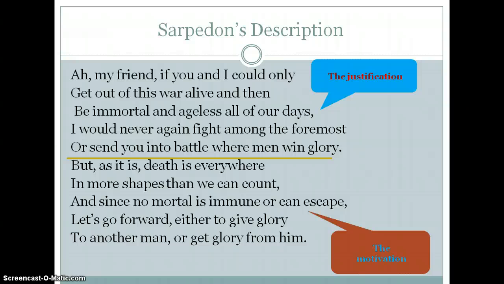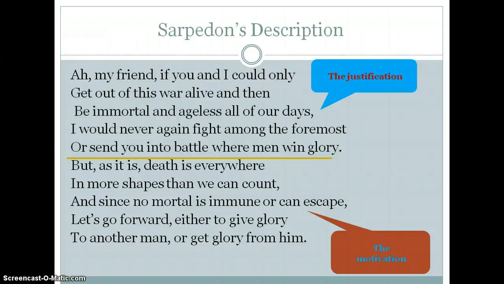Also, they are motivated because they know that death will come to everyone. It doesn't matter whether you fight or not, eventually you are going to die. So they feel that if you are going to die, it is better to die in glory than it is to die in your bed, sleeping. A little bit of a Viking crossover there.